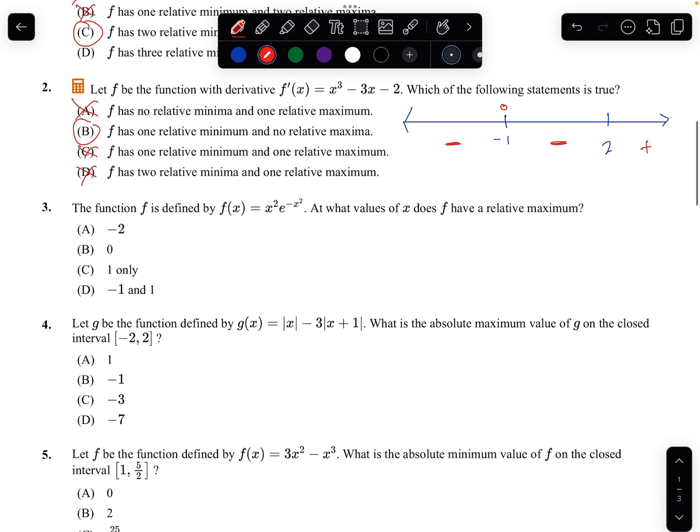Okay, for 3, the function f is defined by f of x equals x squared e to the negative x squared. At what values of x does f have a relative maximum?